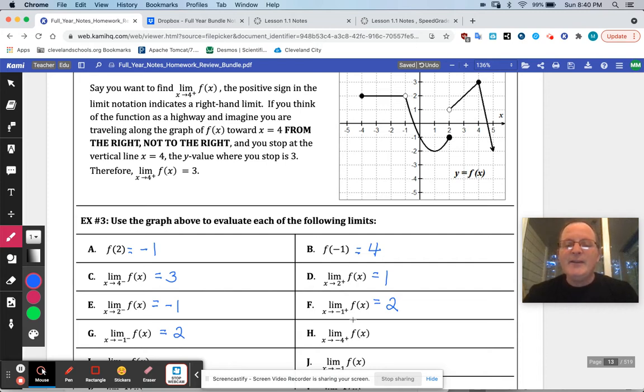Now, -4 from the right. Well, that's interesting that they would ask me that because I can't come from the left because there's nothing over here. So I can only approach it from the right. The road is a dead end. We'll talk about that more in a little bit. So approaching -4 from the right is 2.